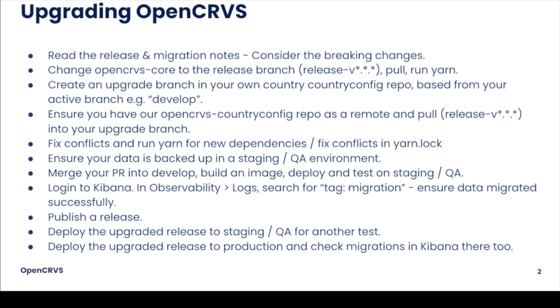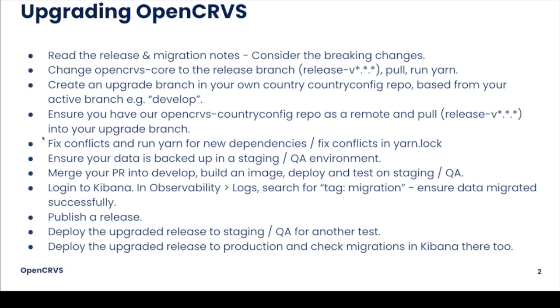So provided everything has worked, migrations have run, the new upgrade looks good on your test quality assurance environment, then you can publish an official release in your repo. You'll be deploying the upgraded release again to staging and QA just for another test, just to make sure nothing went wrong, before you deploy the upgraded release to your production servers. And once again, once it's in production, log into Kibana in production and check migrations there too.